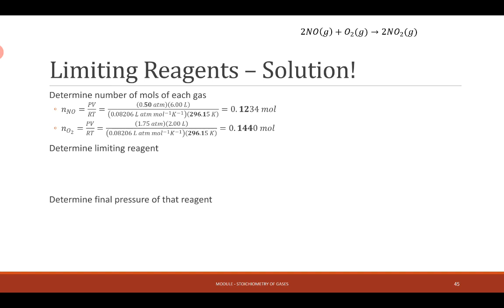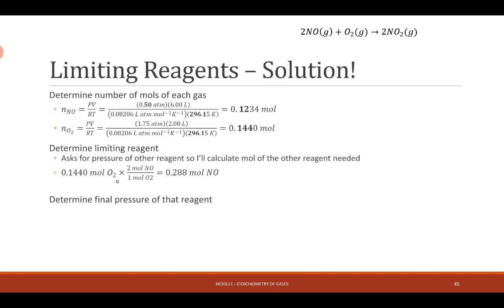Then we have to figure out what the limiting reactant is. Since we're trying to figure out the partial pressure of another reactant, rather than calculate the amount of a product that we're going to make, I'm going to pick one and then calculate the amount of the other reactant needed to react with all that stuff. So I picked oxygen, and I'm going to use this amount of oxygen to calculate how much of that was needed.